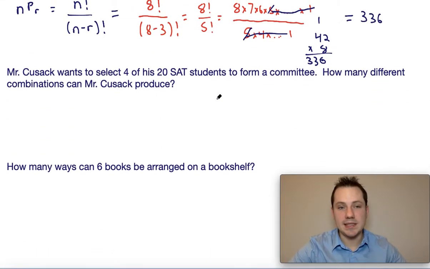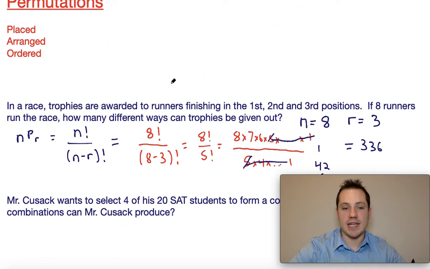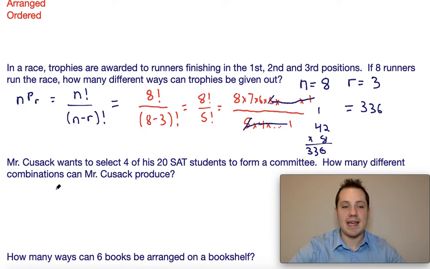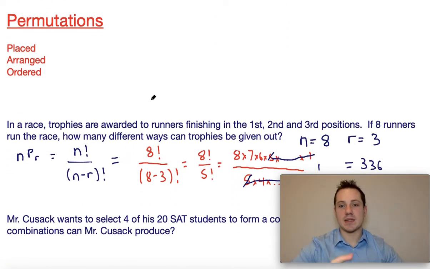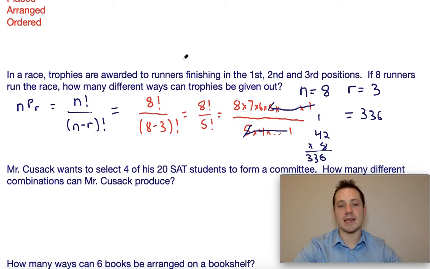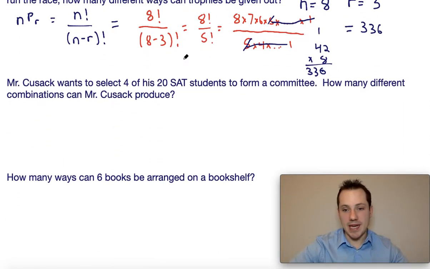Mr. Cusack wants to select 4 of his 20 SAT students to form a committee. How many different combinations can Mr. Cusack produce? When deciding whether this is a combination or a permutation, we can see the word committee and the word combination, which hints that this is a combination. I don't distinguish between the students in the group. I don't say one is the reading leader and one is the math leader and one is teaching the essay. I just say that there are 4 students that are going to be on this committee. So that leads me to combinations.